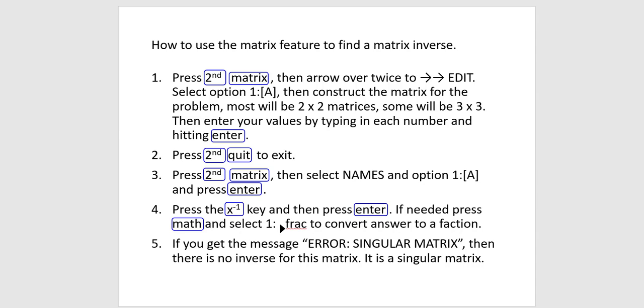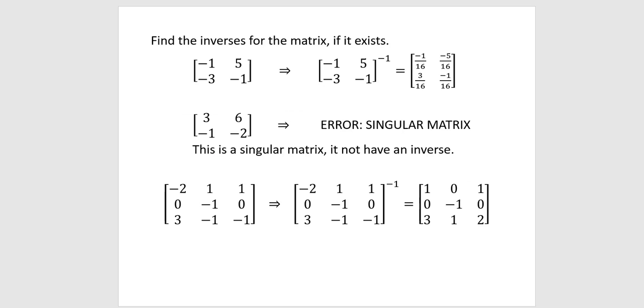This slide shows the step-by-step method on the TI-84 calculator for finding the inverse of a square matrix, if one exists. Please note step 5. If there is not an inverse matrix for your matrix, error singular matrix is the error message that you will receive. I would recommend that you make a copy of this page, at least until you have the steps memorized. On this next slide, I will show you how to find the inverse of three matrices using the TI-84 calculator.